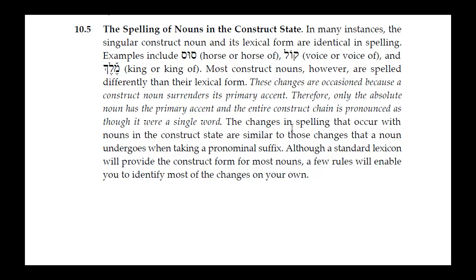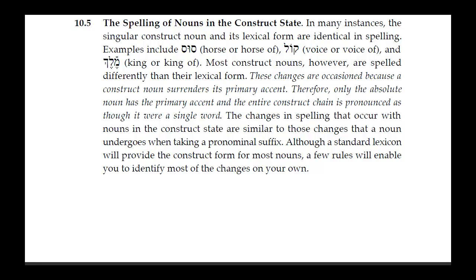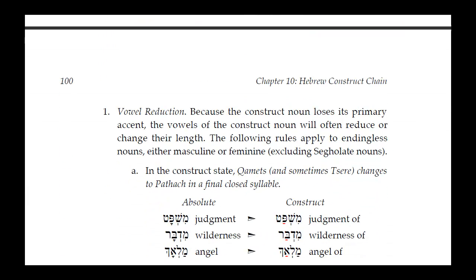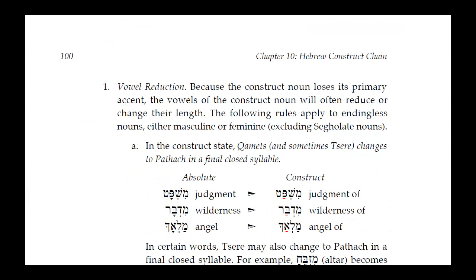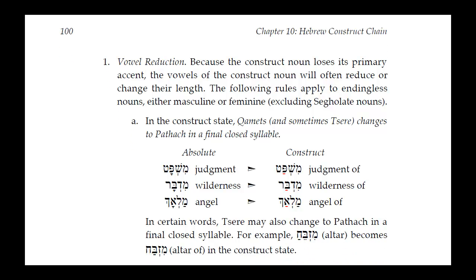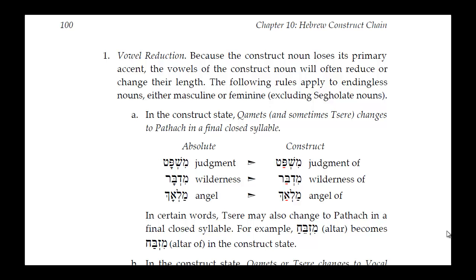The changes in spelling that occur with nouns in the construct state are similar to those changes a noun undergoes when taking a pronominal suffix. Although a standard lexicon will provide the construct form for most nouns, a few rules will enable us to identify most of the changes on our own. So what we want to do is go through these rules and learn them. We're memorizing to recognize. It takes time for your eye to recognize, but eventually your eye will pick this stuff up as you go through it.